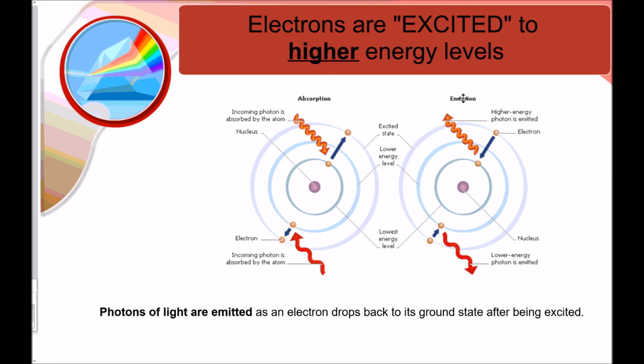So as an electron is dropping back down to its original state, called its ground state, a photon of light is emitted at a specific color, and we can then identify what type of atom we're dealing with.